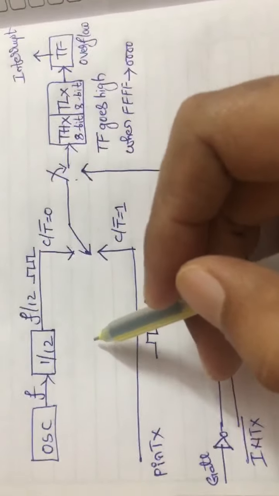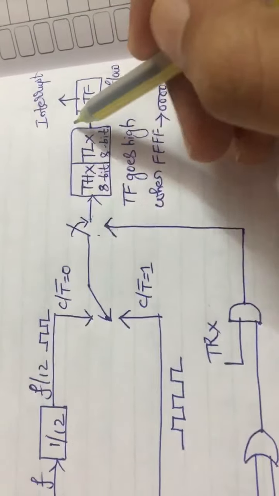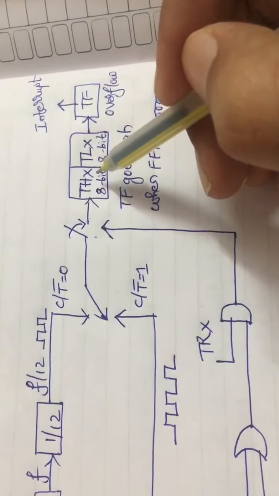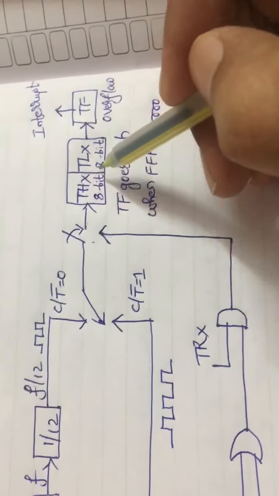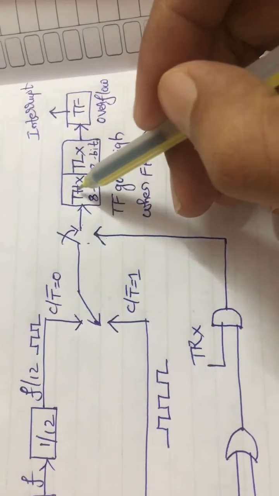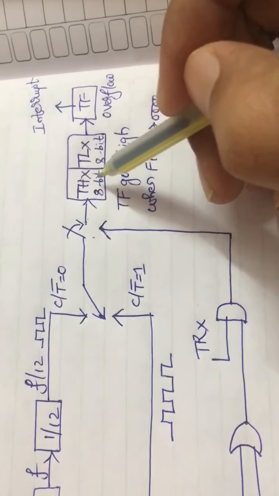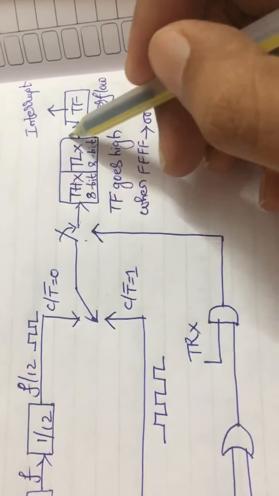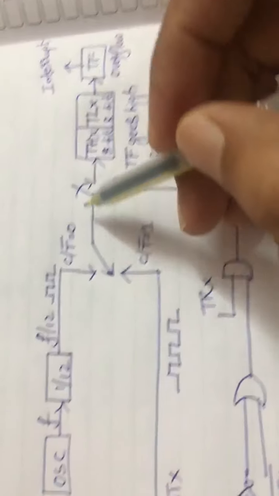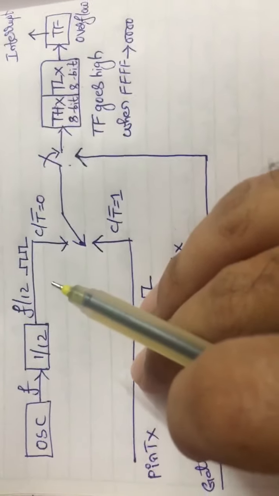It's very simple. It is similar to mode 0 except for this block. In mode 0 we took this block as 13-bit. Here we need to take the 8 bits of TLX register and the 8 bits of THX register so that the combination of these two becomes 16-bit wide. Okay, so this process is very clear to you all.